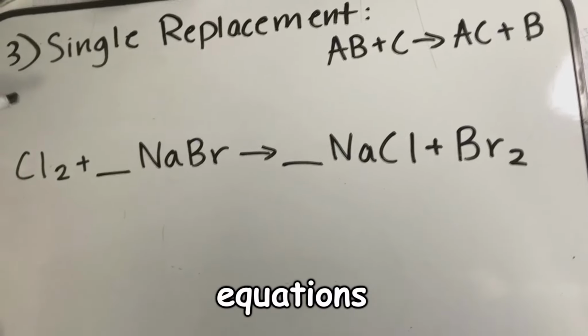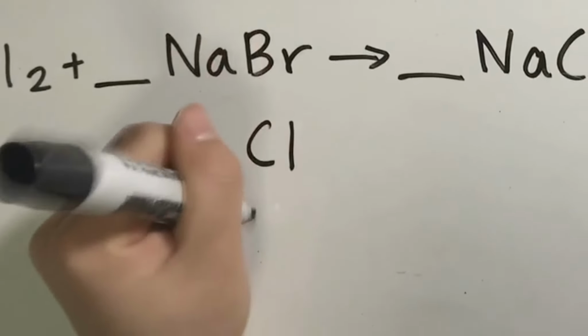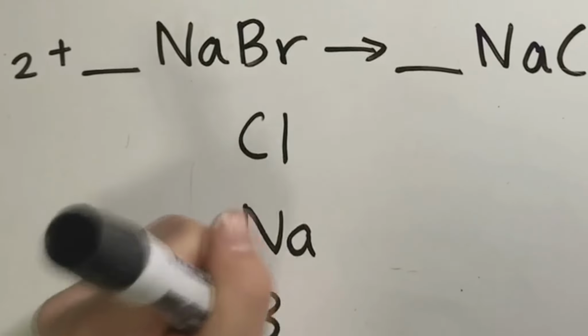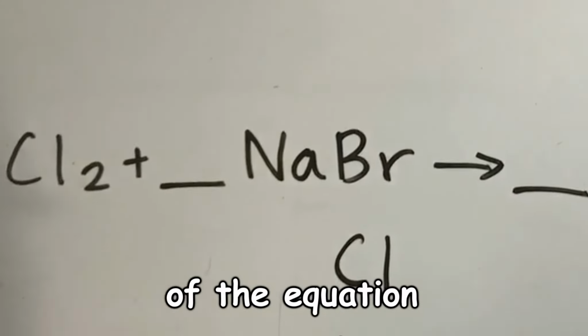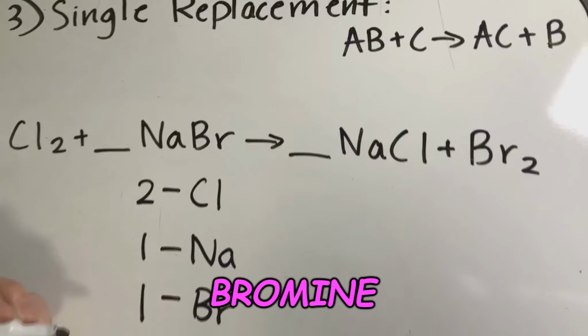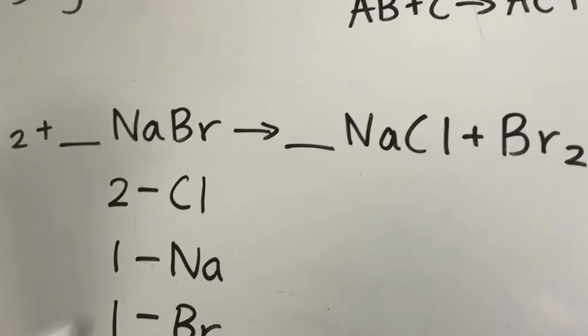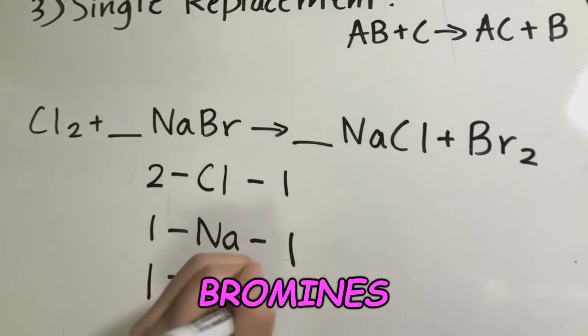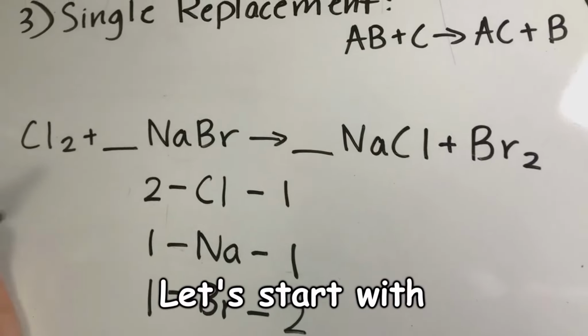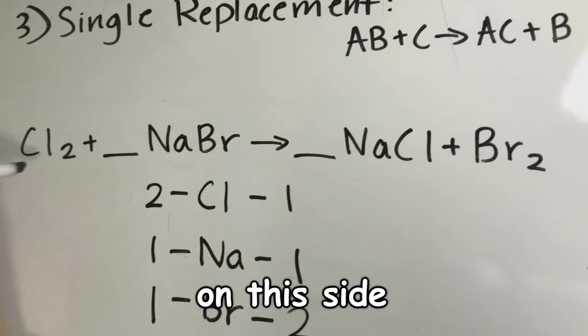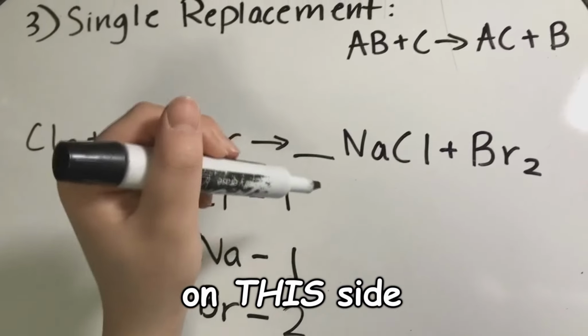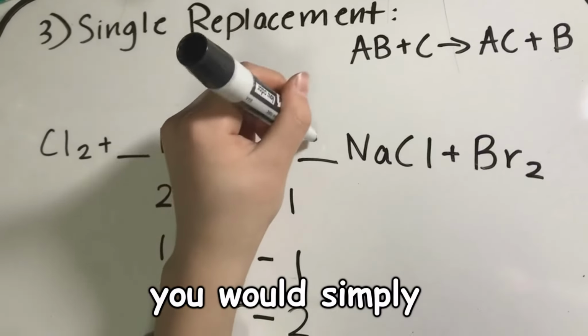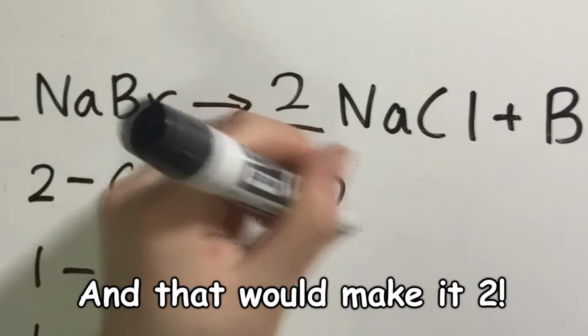For single replacement equations, there is chlorine, sodium, and bromine. On this side of the equation, there are 2 chlorines, 1 sodium, and 1 bromine. On this side, there is 1 chlorine, 1 sodium, and 2 bromines. So, let's start with chlorine. There's 2 chlorine on this side, so we have to have 2 chlorine on this side. So, you would simply add 2 here, and that would make a 2.